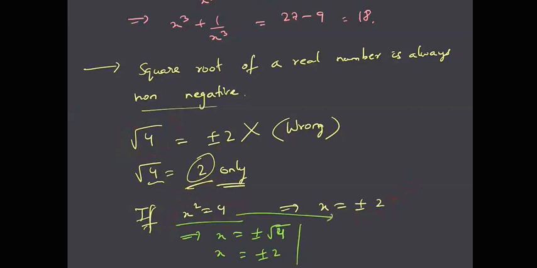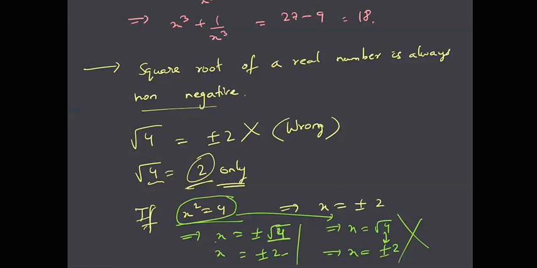So after this step, if you write x as root 4, and in the next step, if you write x as plus minus 2, this method is wrong, because you have written root 4 as plus minus 2, which is absolutely incorrect. The value of root 4 is just 2. But if x square is 4, you can write x as plus minus root 4, because plus root 4 whole square is also 4, and minus root 4 whole square is also 4.